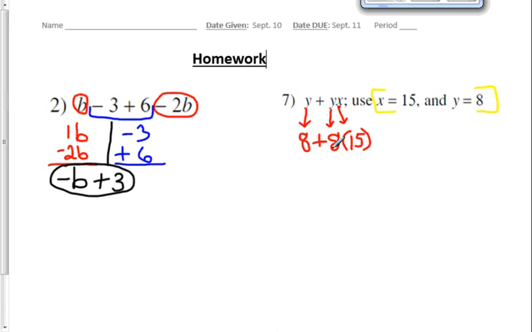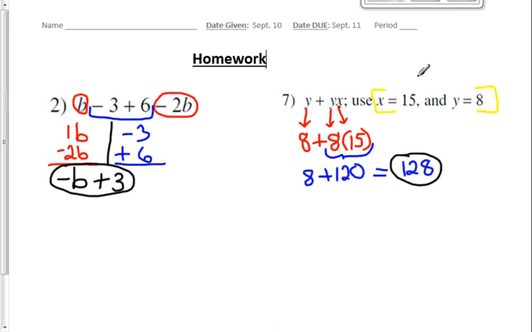Following order of operations, I want to go ahead and multiply this first. 8 times 15. Do it on your calculator if you have to. Pause the video. But 8 times 15 is 120. So bring down the rest. So 8 plus 120 is equal to 128. Make sure you circle your final answers. Okay? That's problem 7, which is in our second section.